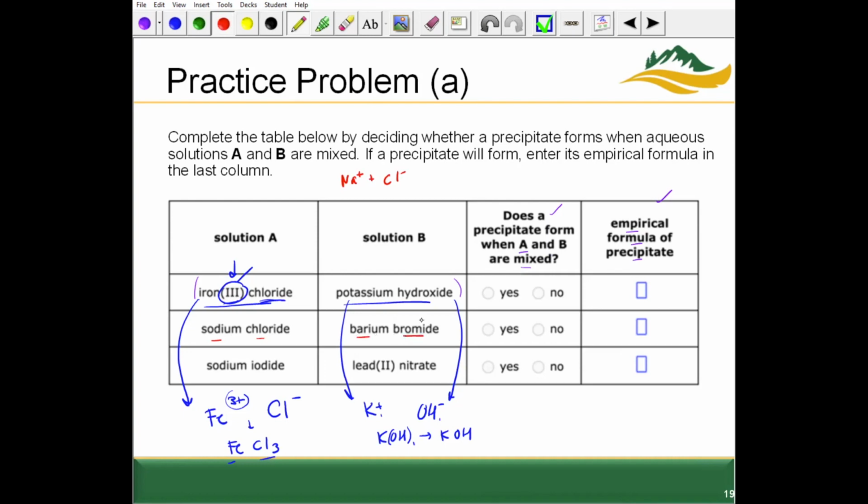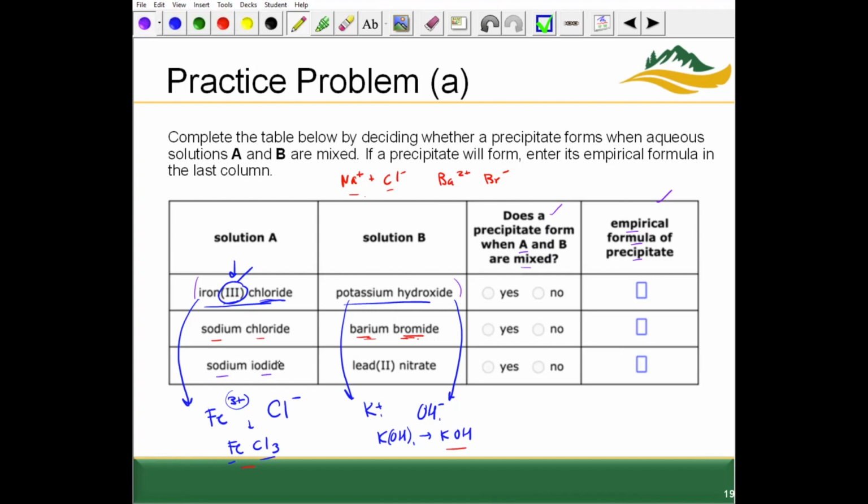Barium bromide: barium will form 2+ ions because it's an alkaline earth metal. Bromide is a halogen, so it forms -1 ions. Again, it's really important that you feel comfortable going from names into the respective ions and names into formulas here as we continue on with chapter 4.